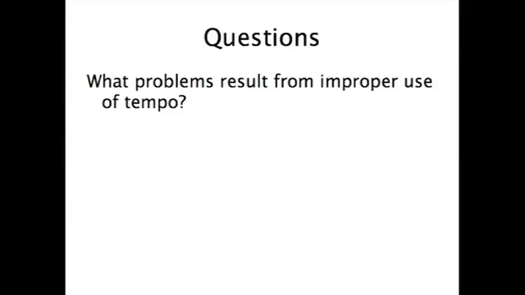This is something that whether you're a judge or a pipe major or a lead drummer, this is something really important to know about. What problems result from the improper use of tempo? I hear this all the time. People play something too fast or too slow. It creates problems in the band.